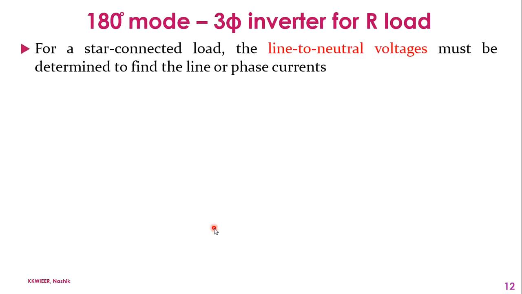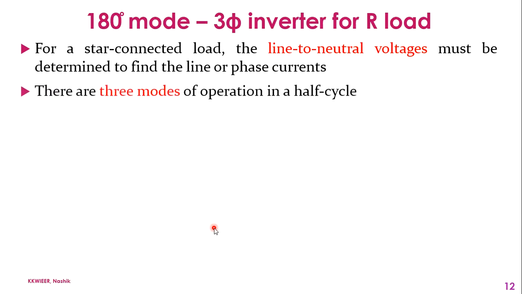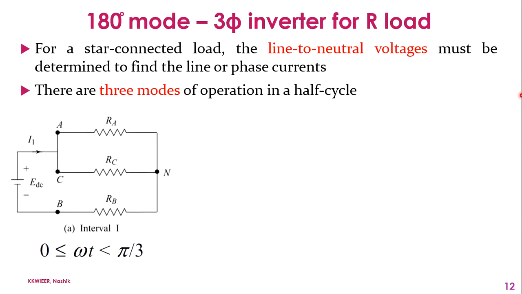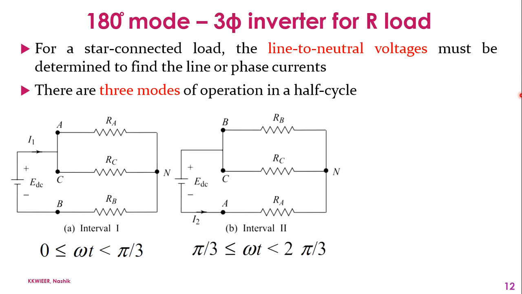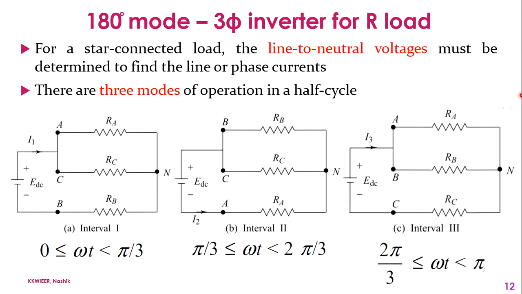For the star connected load, the line to neutral voltages must be determined to find the line or phase current. To determine these phase currents, there are three modes of operation in each half cycle. The first mode is omega t ranging from 0 to pi by 3. The second mode is pi by 3 to 2 pi by 3, and the third interval is 2 pi by 3 to pi. We will see the line to neutral voltages as well as the equations for line or phase currents one by one.